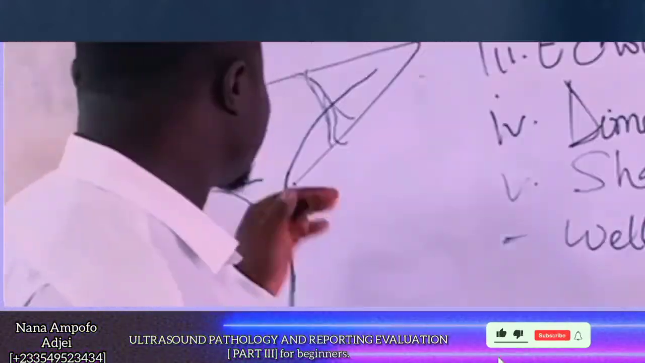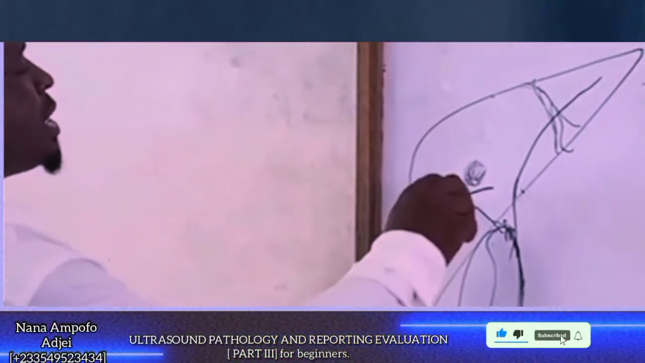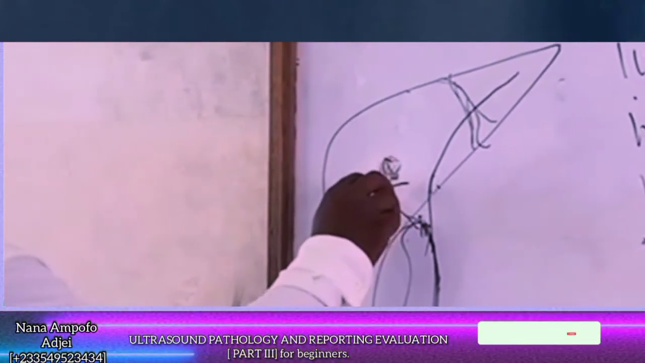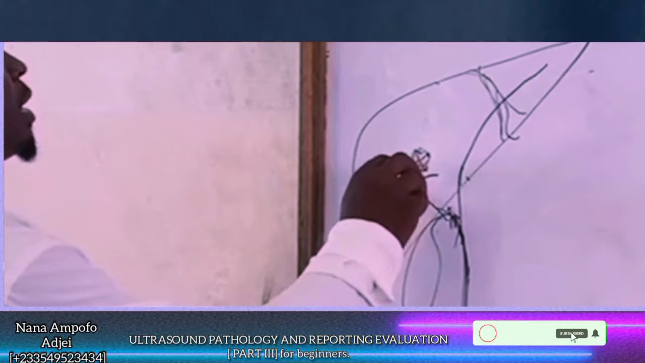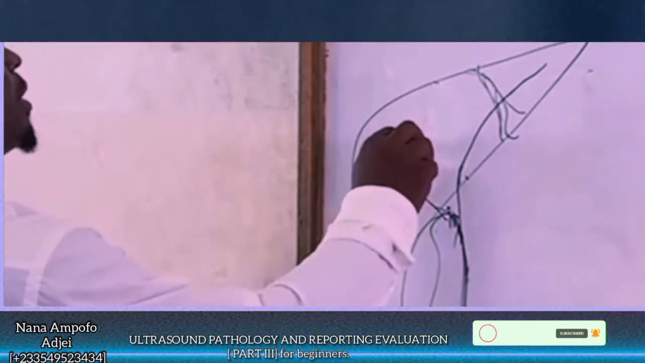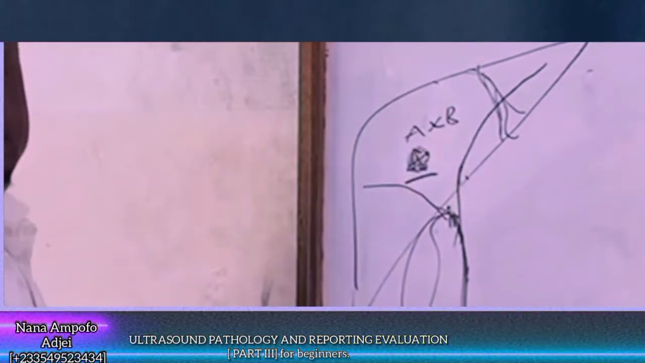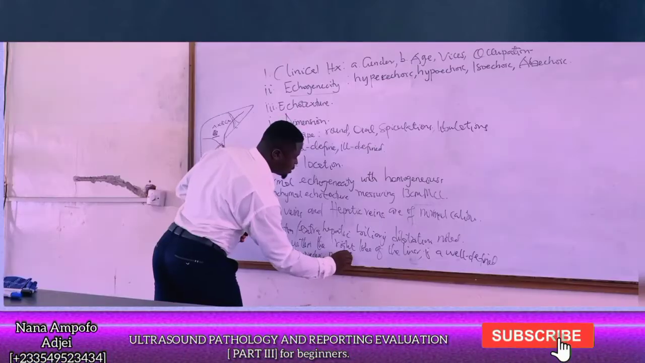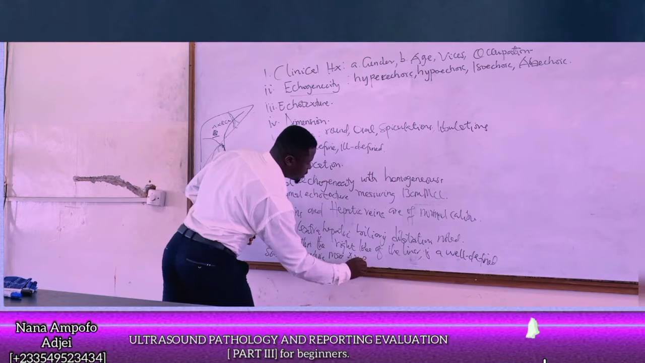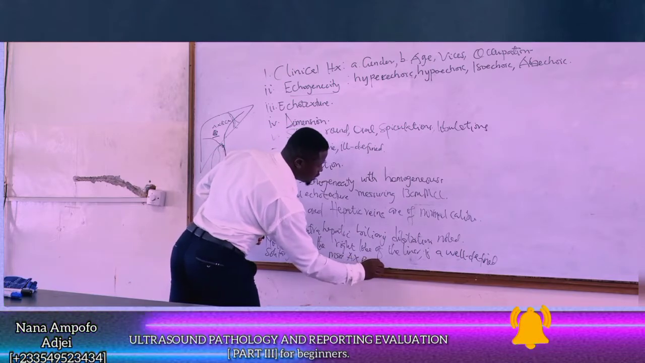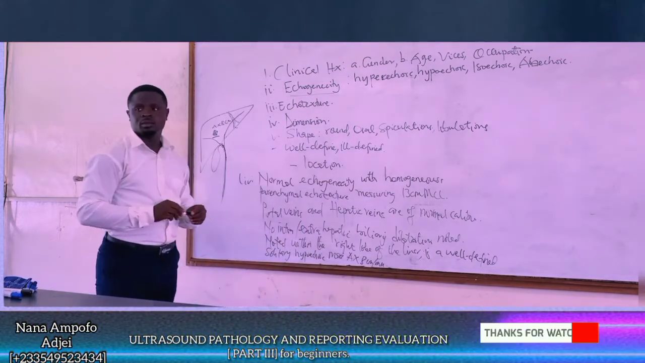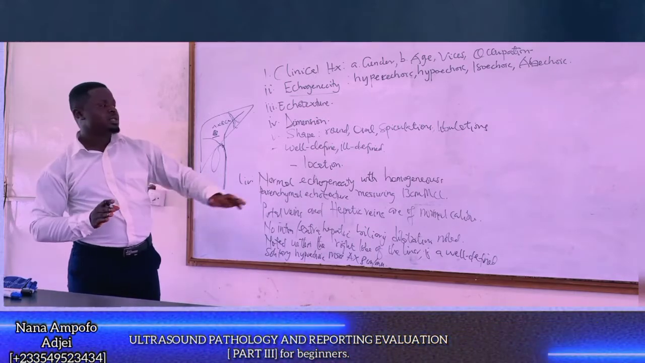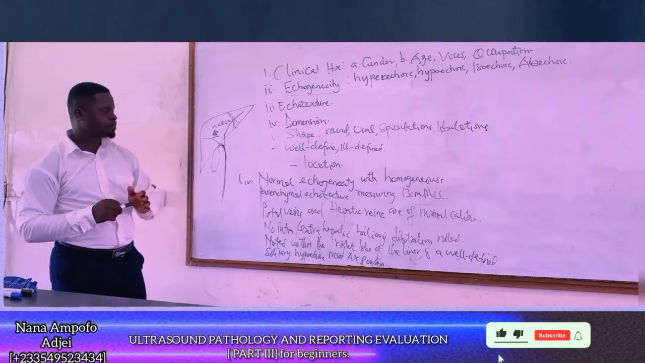We can measure the dimension of this. Let's place our caliper here. Let's go to measure. We measure anterior posterior and then left to right. So A by B, centimeters or millimeters anyway. Ultrasound features suggestive of that one, very soon we'll come to those things.